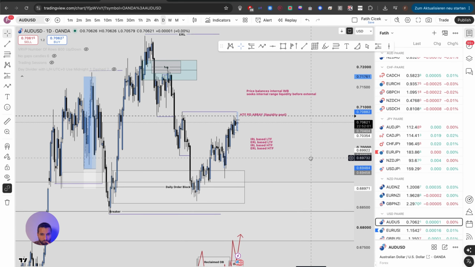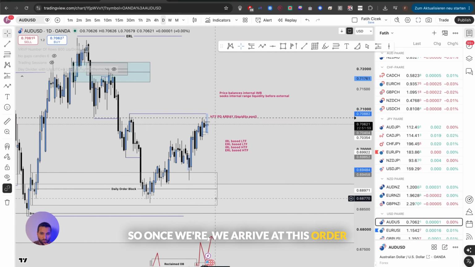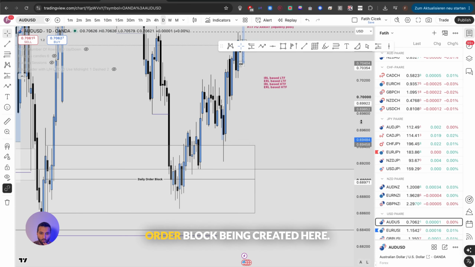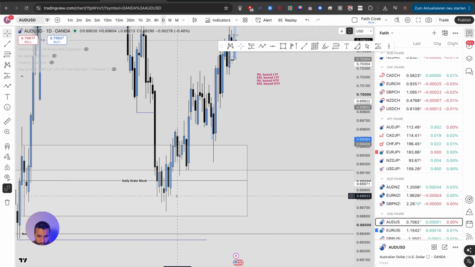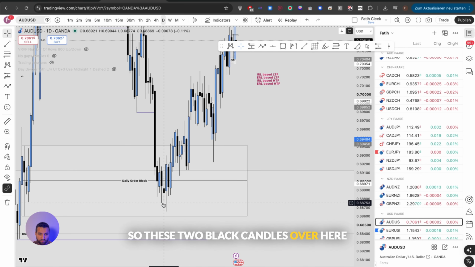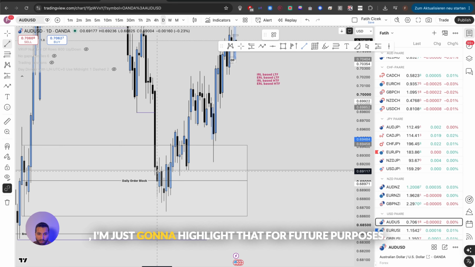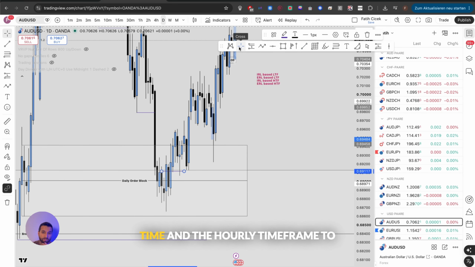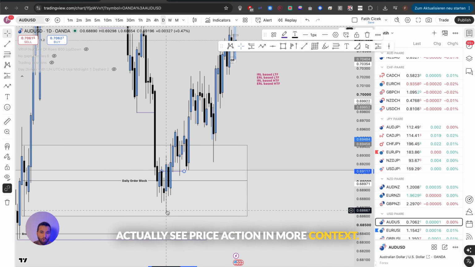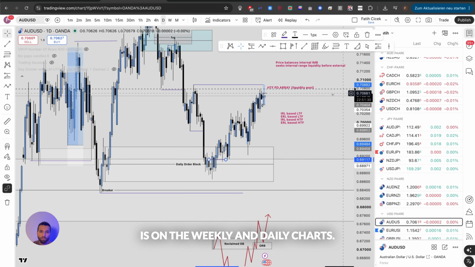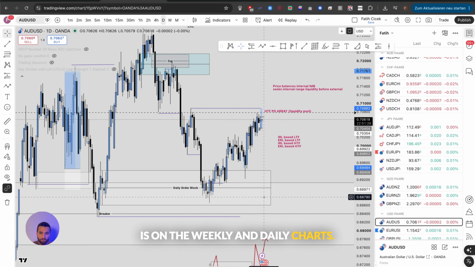So once we arrive at this order block here, we see the exact same thing. If we just pay attention, we see an order block being created here. These two black candles over here are going to be our order block. I'm just going to highlight that for future purposes. We're going to get into the 4-hour and the hourly time frame to actually see price action in more context. The higher time frame context is on the weekly and daily charts.